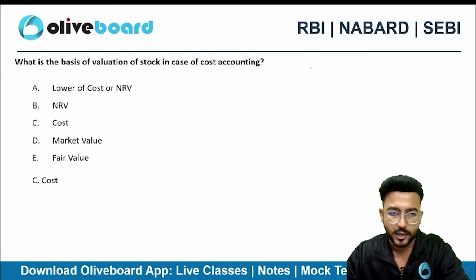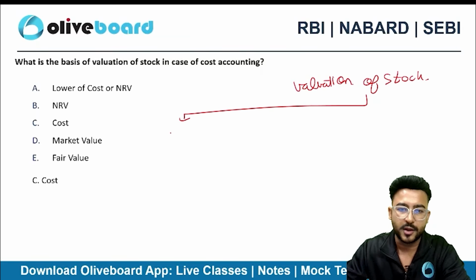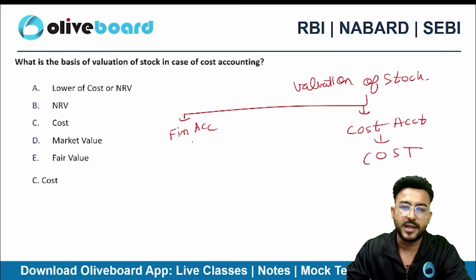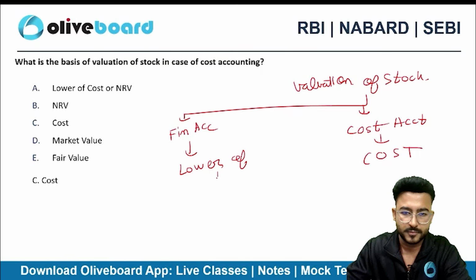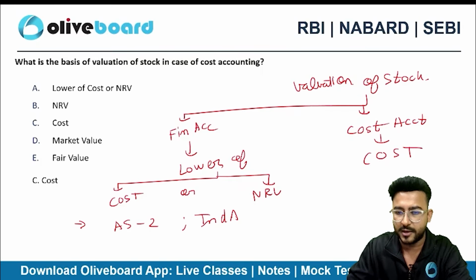So let me just draw a chart quickly as well. If I talk about the valuation of stock in financial accounting, in cost accounting, it's quite straight. We value it at cost. In financial accounting, we value it at lower of cost or NRV, net realizable value, right? This is in accordance with Accounting Standard 2, valuation of inventories, or Indian Accounting Standard 2.